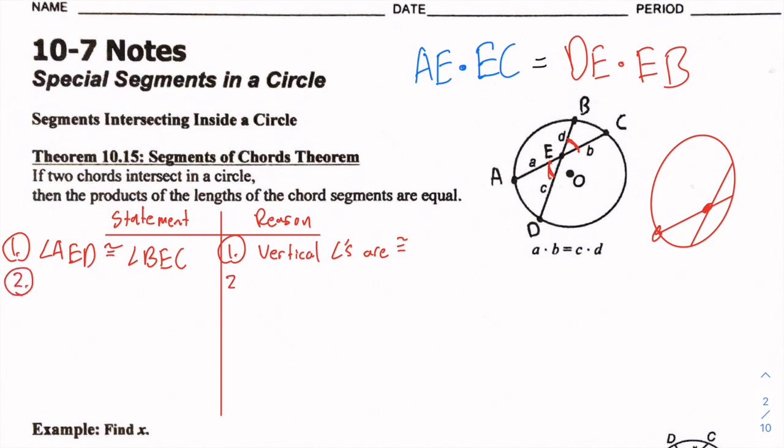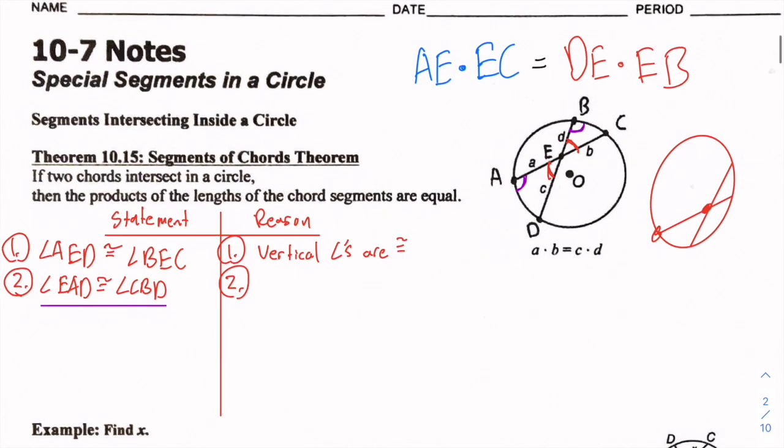Step two. Okay, check this out. Here's a new one. Angle EAD is congruent to angle CBD. Let's find that real quick. Okay. Let's find this, EAD. EAD, okay, this angle, boom, is congruent to CBD, this angle. Ooh, why is that the case? That's interesting. Okay, let's check it out.